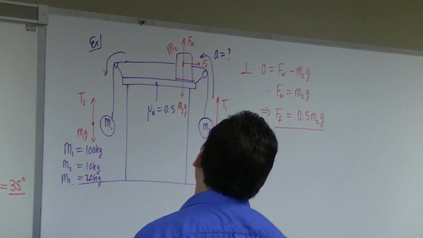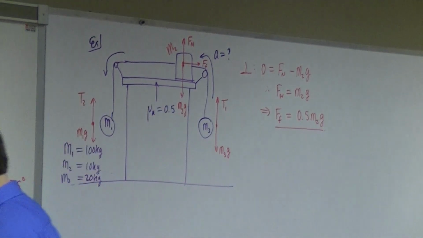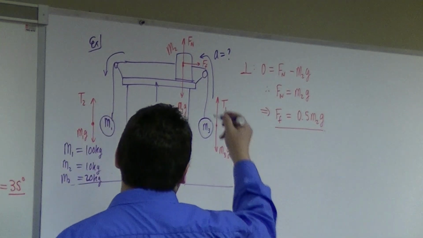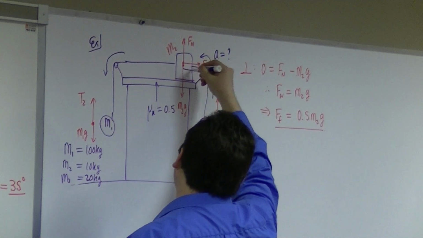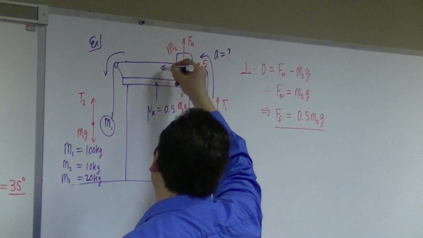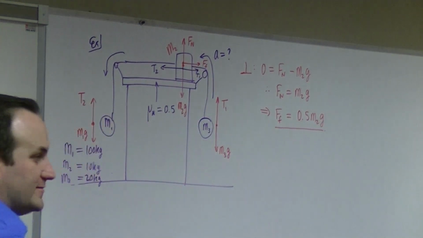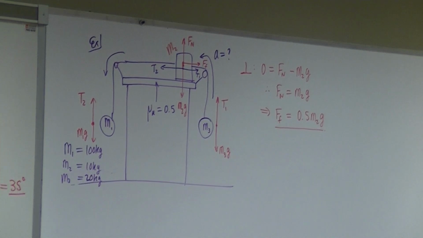Oh, goodness gracious. There are 2 more forces on M2. What have I neglected? T1, T2. How about the tensions, maybe? So T1 goes this way, right? And T2 goes this way. Am I right? I hope I'm right. I'm pretty sure.